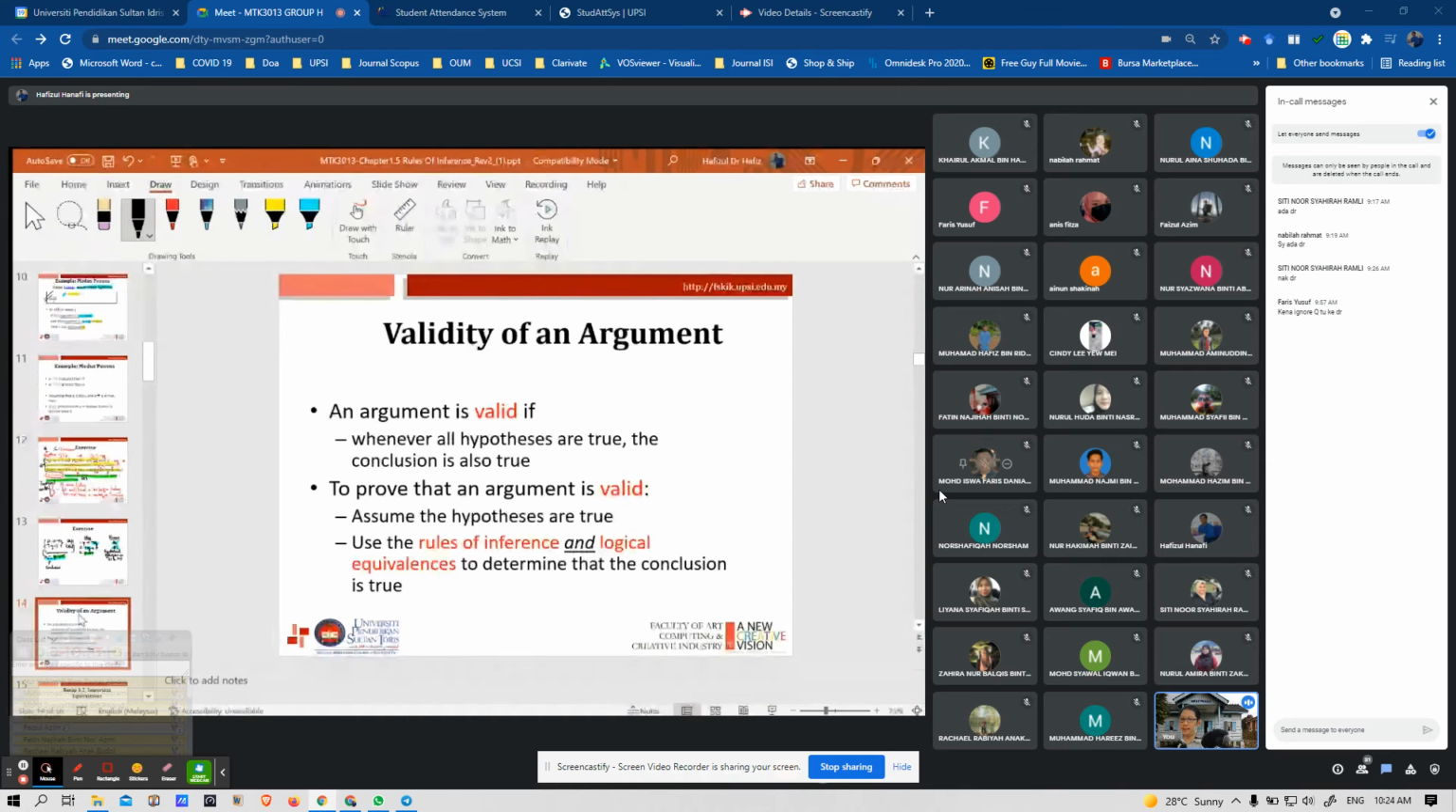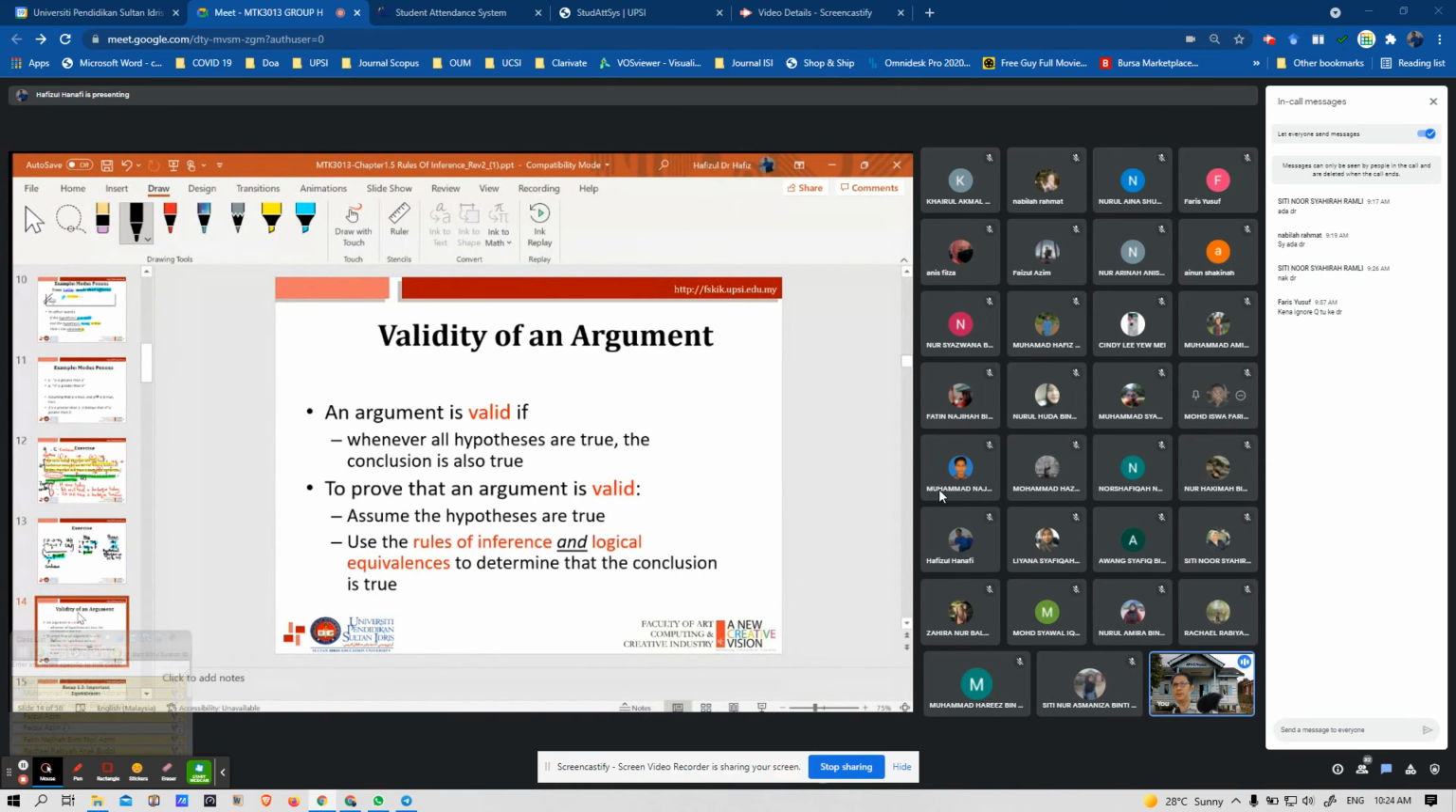Okay, now we see the validity. We want to ensure that our argument is true or false. For the argument to be valid, if the hypotheses are true, then the conclusion is also true. The hypotheses and the conclusion both are true.